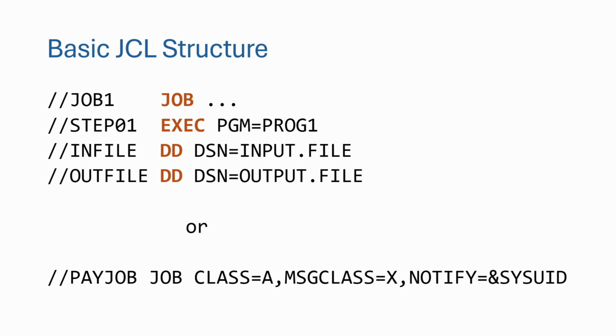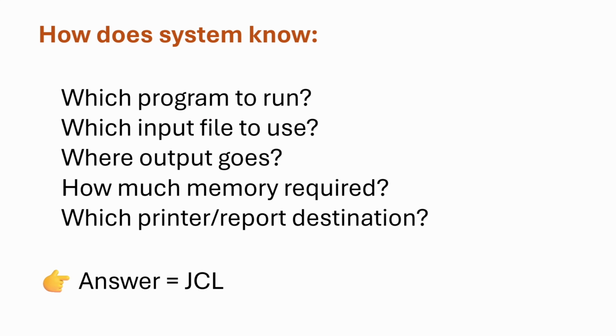How does system know? Mainframes run thousands of jobs every day. But how does the system know exactly what to do? How does it know which COBOL program to run? How does it know which input file to read? How does it know where output should go? The answer is JCL.